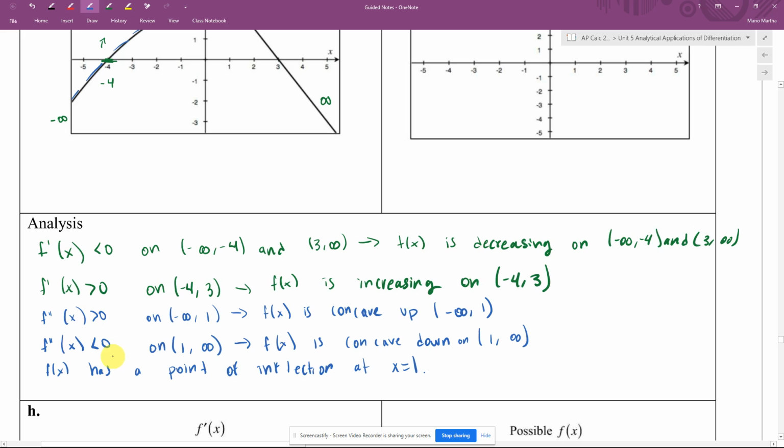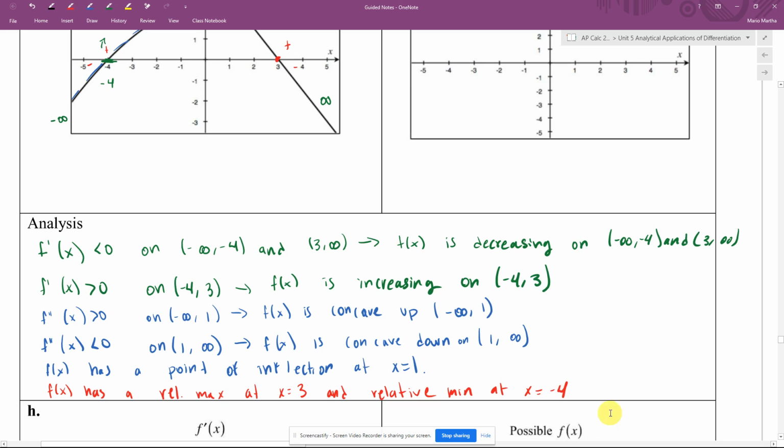And then let's look at the relative max and the relative min, see if we have any of those. So at negative 4, we changed from negative to positive. So that means that this is a relative min. And at positive 3, I changed from positive to negative, meaning it's a relative max. So we're going to say f of x has a relative max at x equals positive 3 and a relative min at x equals negative 4.